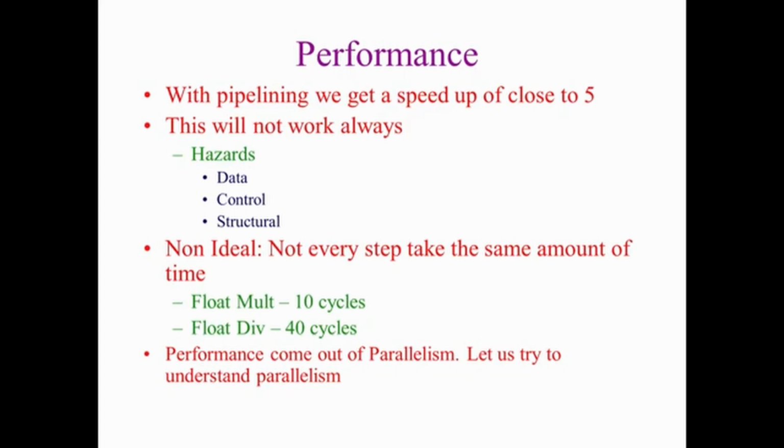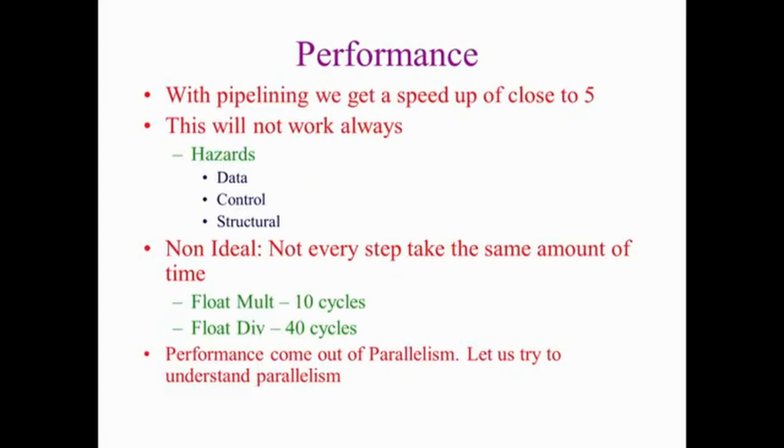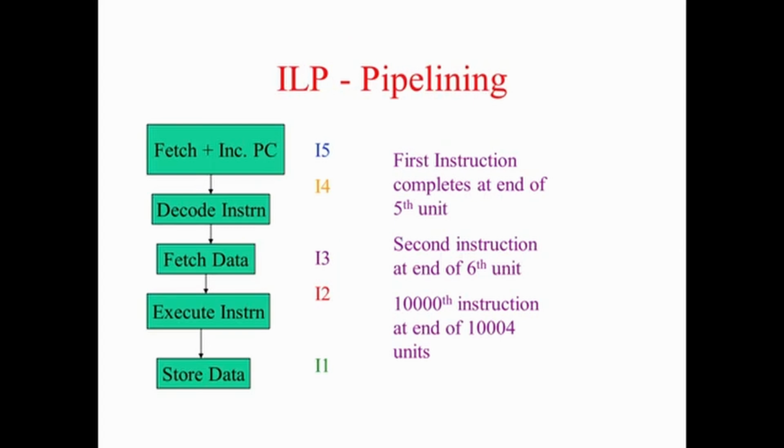The second important thing is, I did assume that every unit takes unit amount of time. Every unit here takes unit amount of time. This is not the case, especially for the execution. For example, floating point multiplication will take 10 cycles, which is very close to an adder, but floating point division will take 40 cycles. So me assuming that everything is unit cost, 1 unit of time, everything can be finished in 1 unit of time, is a wrong assumption.